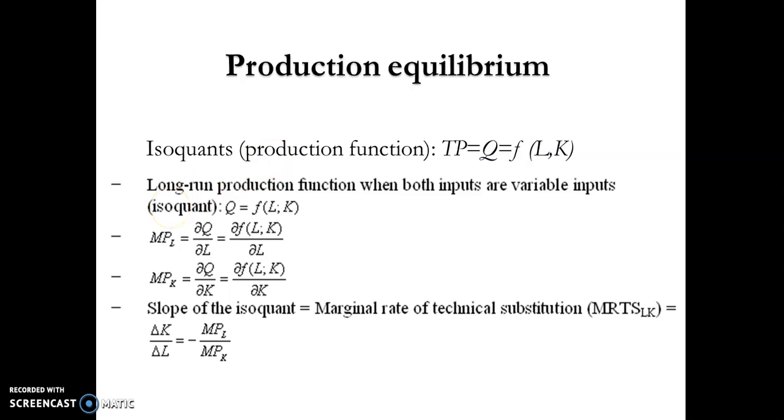Now, an isoquant is a curve that represents all possible combinations of labor and capital that are going to produce the same level of output. The slope of an isoquant is given by what is called the marginal rate of technical substitution. It can be shown that the slope of the isoquant is given by the ratio of your marginal products. So it is the marginal product of labor divided by the marginal product of capital.